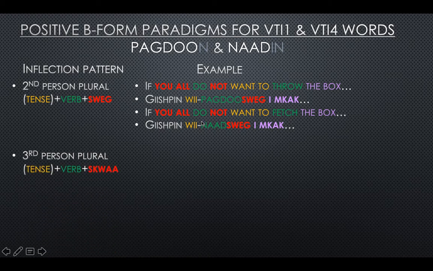Third person plural, instead of squaw, we're using squaw. So it's a little less aggressive. So if the men did not throw the boxes, so we're going into past tense now. Past tense is gi. How will we translate this sentence? So gi is your tense marker, then your verb, and then the suffix.